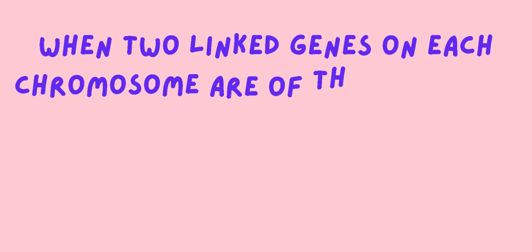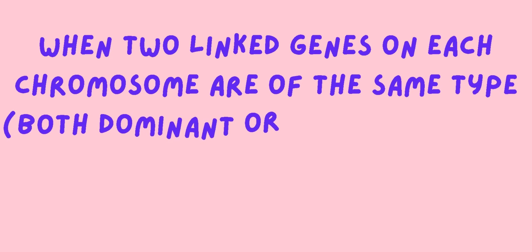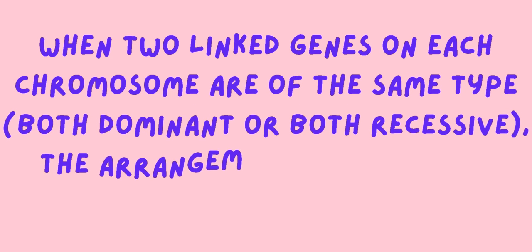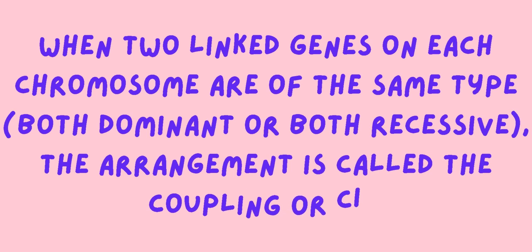So, what do you mean by cis? When two linked genes on each chromosome are of the same type, that means both dominant or both recessive, the arrangement is called the coupling or cis. So, let's understand this one through a diagram.